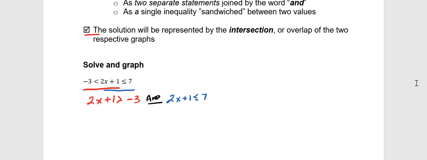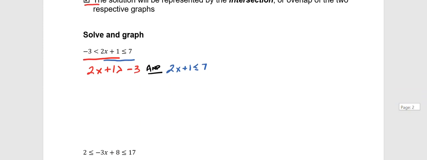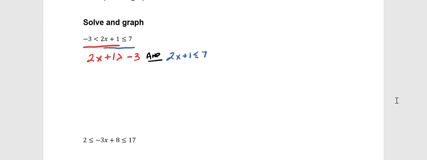So let's go ahead and quickly solve. This looks a lot like our or statements, with the only exception that when we get to finalizing our answer and graphing, we're going to have a little bit of extra work to do. So let's go back to the left side in red. Being that this will take two steps, we'll subtract 1 on both sides, and we will get 2x is greater than -4. Then we'll finish out by dividing by 2, and we will get x is greater than -2.